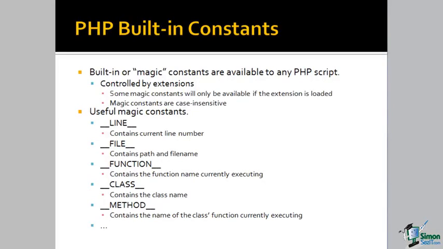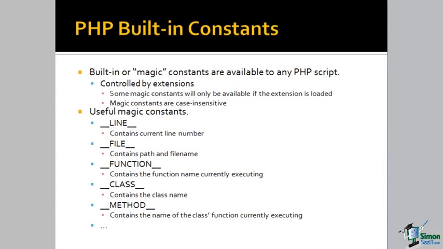Constants are variables whose values cannot be changed once they're defined. We've seen how to create our own constants. Now let's look at some constants that are provided to us by the PHP environment. These constants are built into the PHP environment, and they're often referred to as magic constants, and they're accessible by any PHP code within the application.